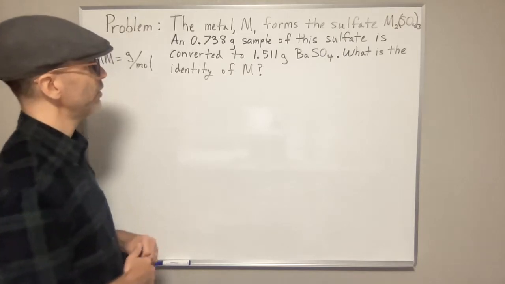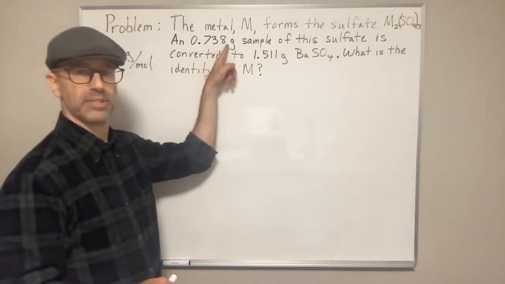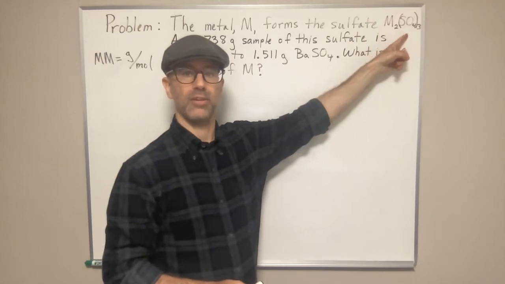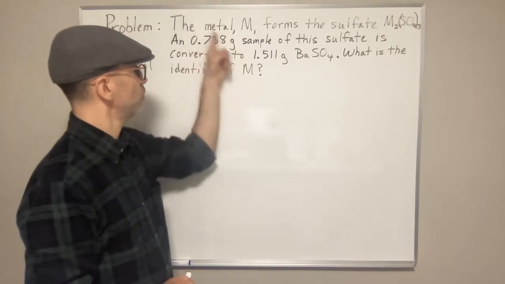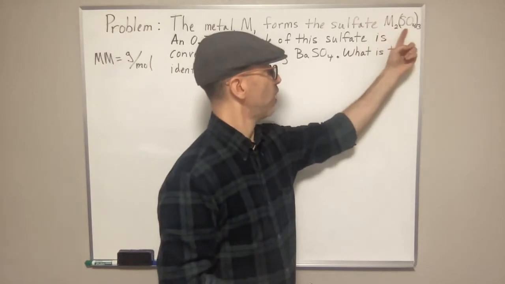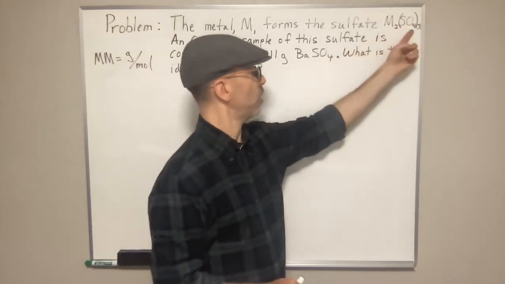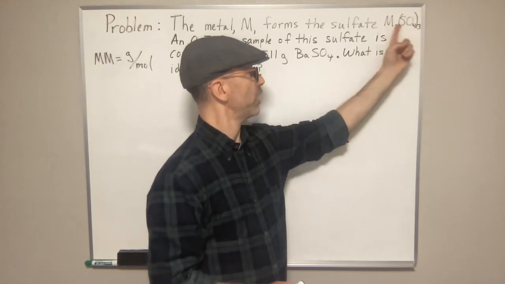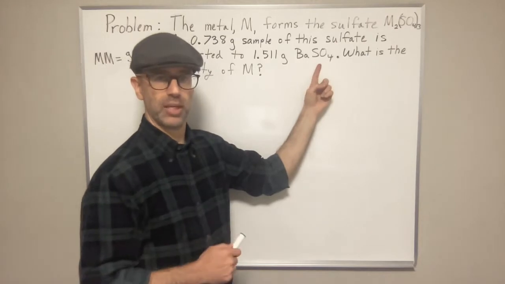Okay, let's look at what they gave us. So we know that we have a 0.738 gram sample of this substance here. And all of this is converted into this here. So you'll notice that all of the sulfate that was originally in the M2(SO4)3 compound is converted and transferred all the way to this compound. So that's something to keep in mind.